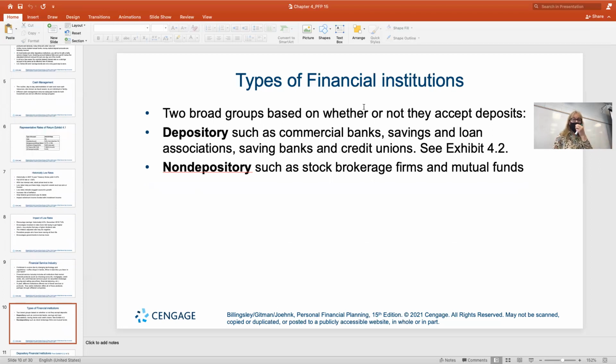Okay, so let's look at the types of financial institutions. There's depository and non-depository. So commercial banks, savings and loans, savings banks and credit unions, those are depository institutions. The money in those institutions is part of our money supply. These non-depository institutions, mutual funds and stock brokerage firms, those aren't included in the money supply. They're not guaranteed either. You can lose all of your money in these brokerage firms or mutual funds.